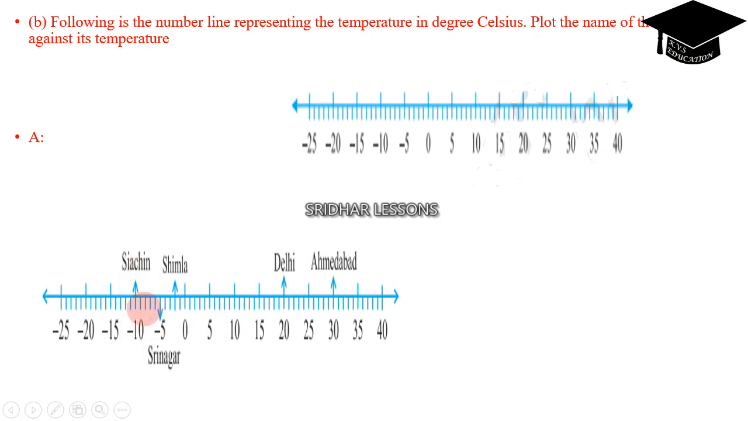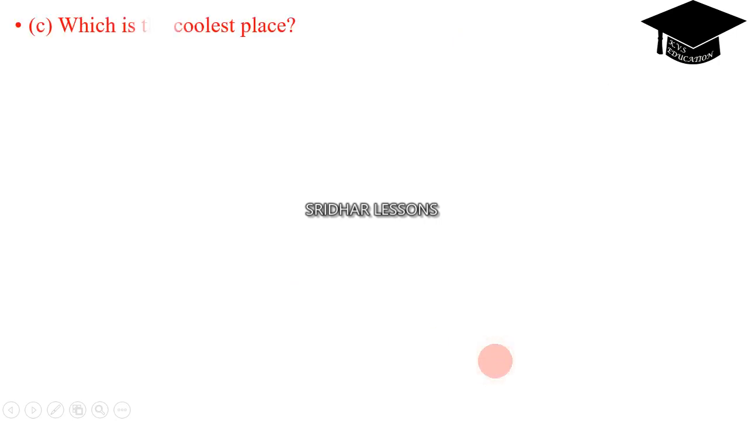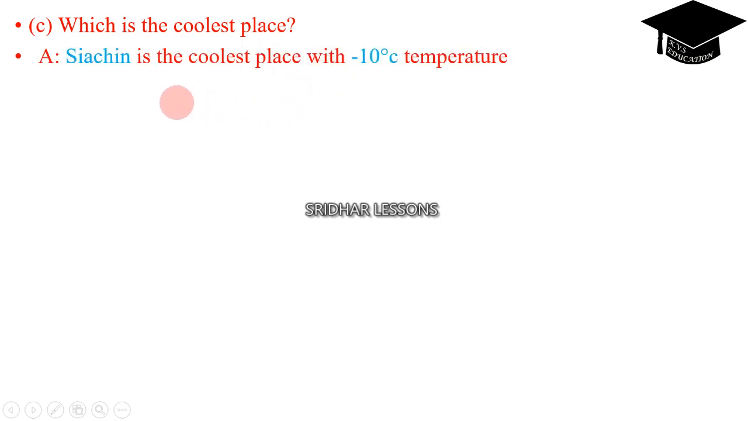-10 is Siachen, -5 is Shimla, 20 degrees plus is Delhi, and 30 degrees is Ahmedabad. Which is the coolest place? The place with the least value is the coolest place. Siachen is the coolest place because it has the value minus 10 degrees centigrade when compared with any of the given values. This is the least value. So this is the coolest place.